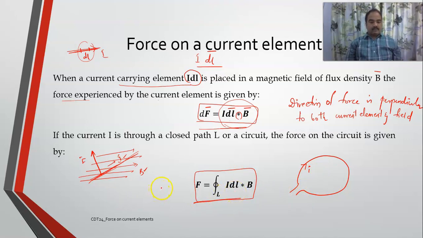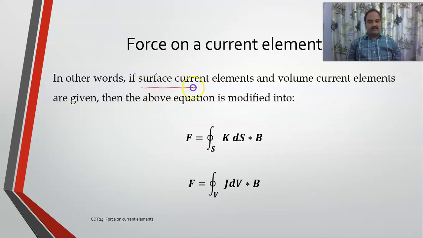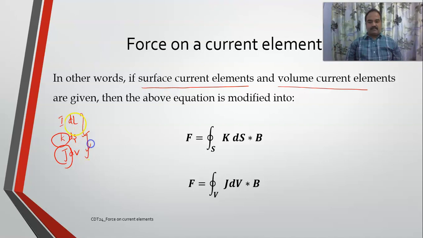Now, most of the times we won't be having this particular element in this ideal format. So in that case, we will be having surface current elements also and volume current elements also. We have seen line current element is generally represented as I dl, whereas surface current element it is represented as K ds, and volume current element is represented as J dV. This is volume current density, this is surface current density. So we can employ any of these terms in the place of I dl depending upon our problem data.